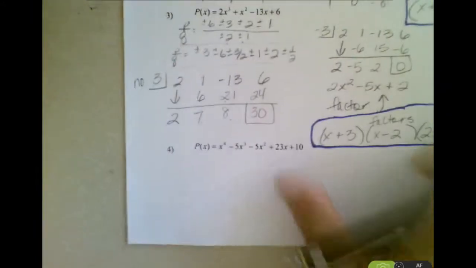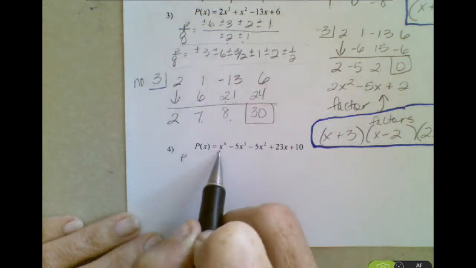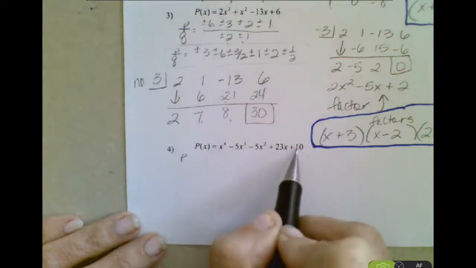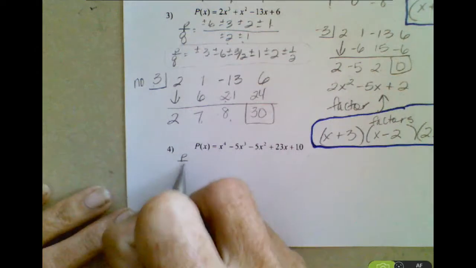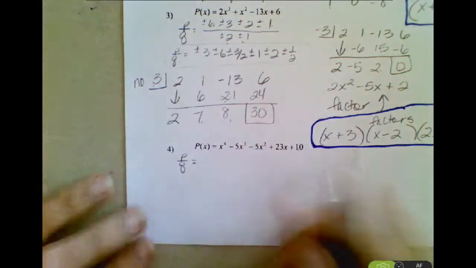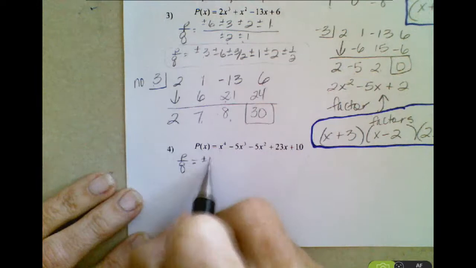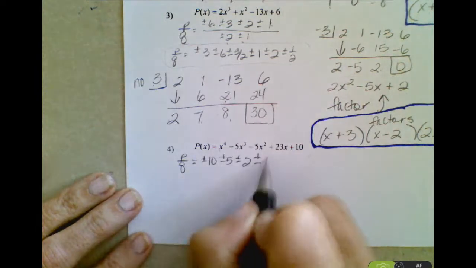Okay, so going on to number 4. Nice when you have a leading coefficient of 1, because basically all of your factors are going to be only the factors of that constant. So my p over q possibilities are plus or minus 10, plus or minus 5, plus or minus 2, plus or minus 1.